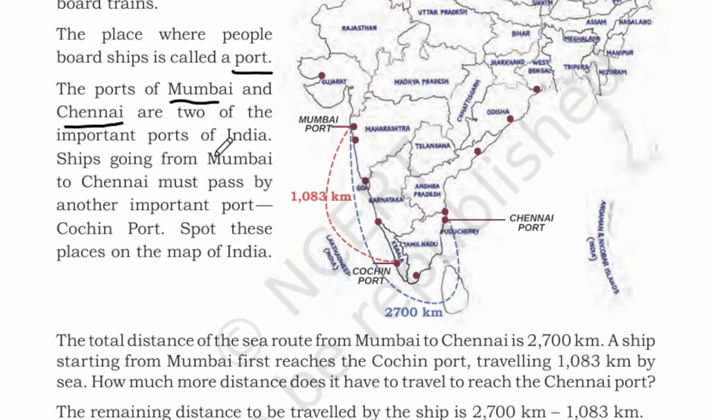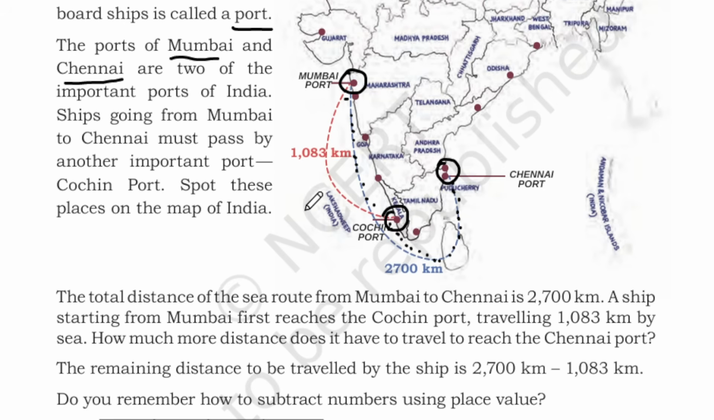Okay, ships going from Mumbai to Chennai must pass by another important port, Cochin port. For example, if you look at this image, so we have Mumbai here and we have Chennai here. So to reach from Chennai to Mumbai, we need to cross Cochin port. Okay, so the map is like this. You should reach Cochin. Via Cochin, you have to go to Mumbai. Okay, spot these places on the map. So these are the places.